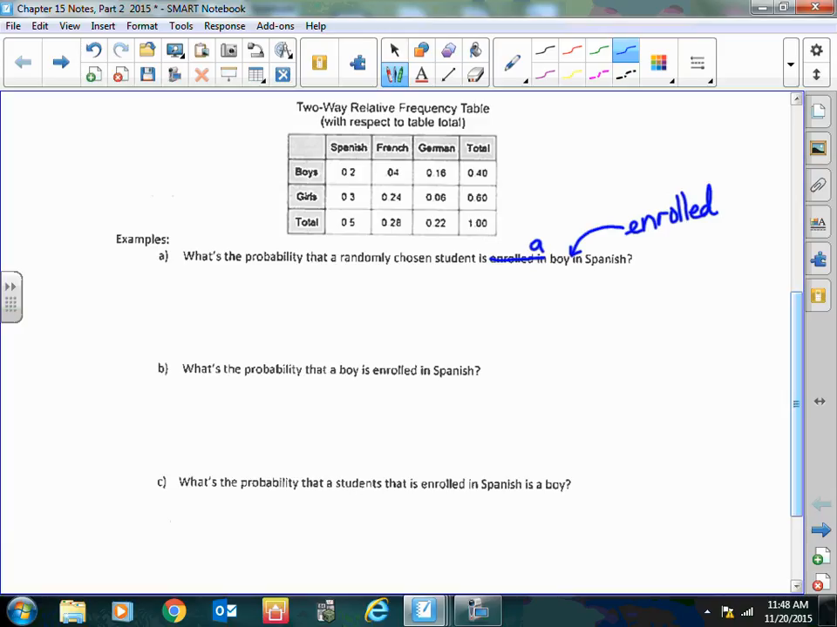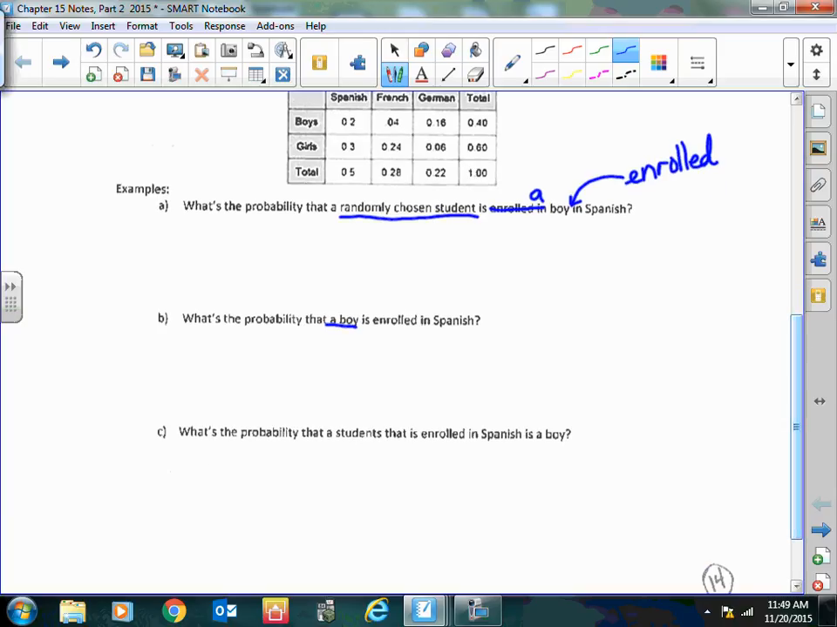Yes, the denominator. What it is out of is the difference. In this first one, all of the students is the denominator. It's chosen randomly out of the students. But in this second one, I am indicating to you this is a boy. I'm giving you information out of the boys. What proportion of them are enrolled in Spanish? That's the difference. So let's look at that mathematically.